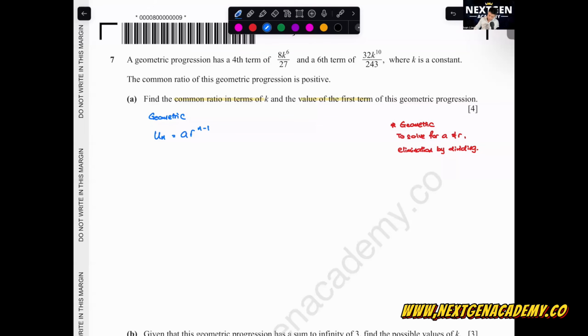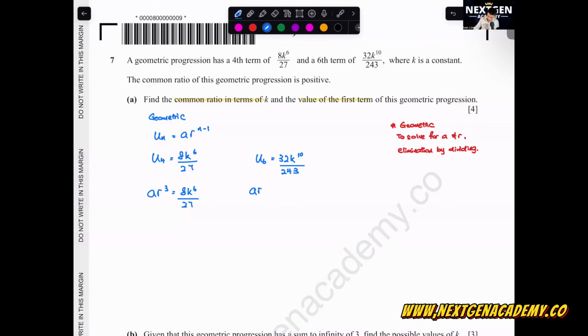So they give you fourth term. They say fourth term is equal to 8k to the power 6 over 27. Sixth term is equal to 32k to the power 10 over 243. Okay, let's solve for this one. This one you get AR to the power of 4 minus 1, so AR cubed equals 8k to the power 6 over 27. Then AR to the power 5 equals 32k to the power 10 over 243. Okay, so we got two equations here, equation 1, equation 2. We'll take equation 2 divided by equation 1.